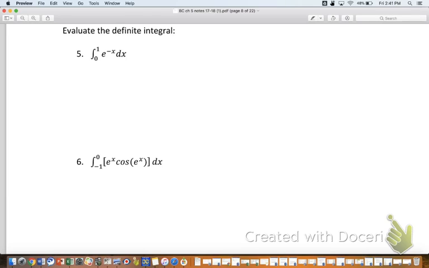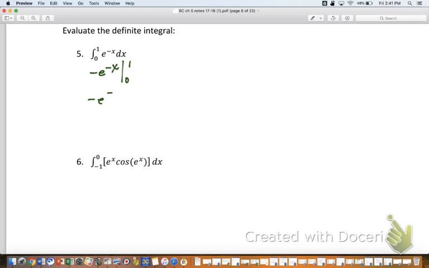Hopefully you guys have had enough time to handle this. You guys okay with an antiderivative of negative e to the negative x? Yes? And then evaluated from 0 to 1. You guys are all good with that notation, right? The vertical line.